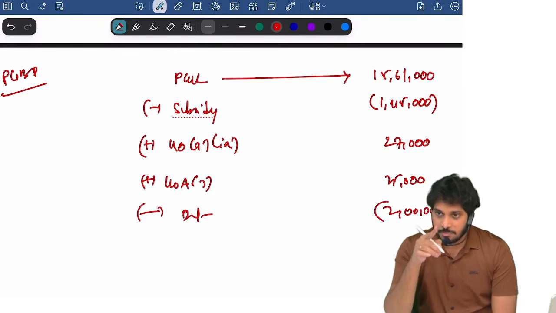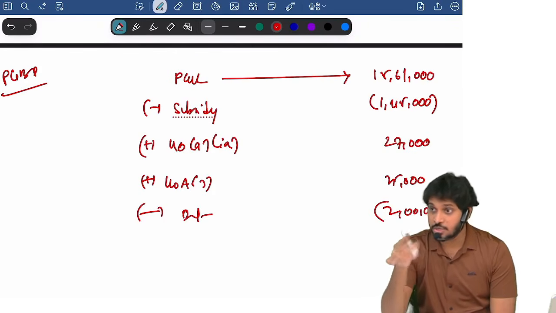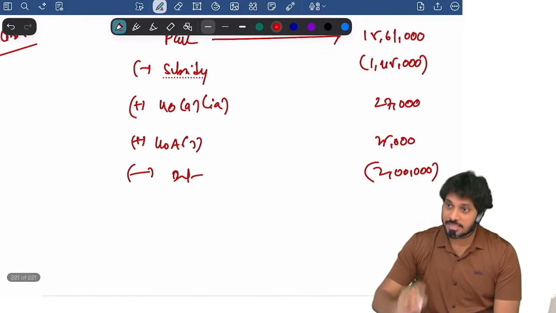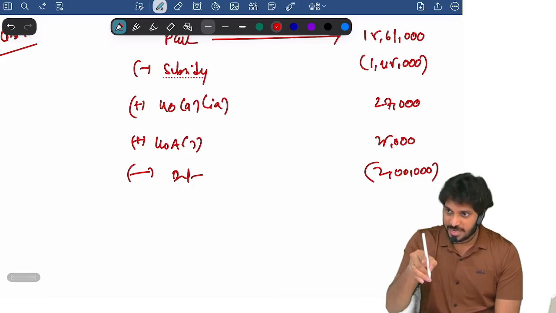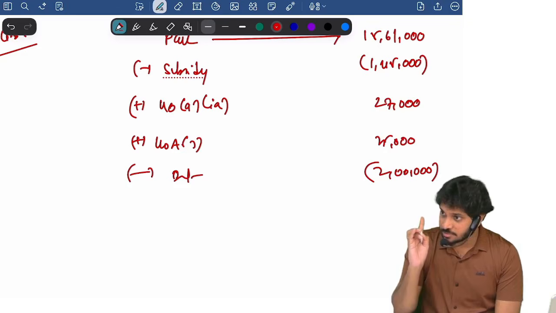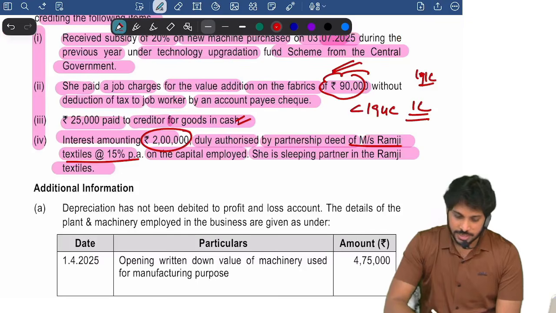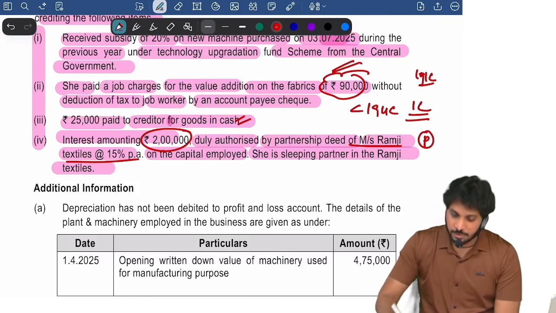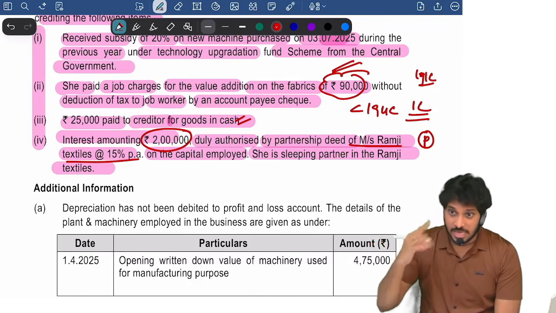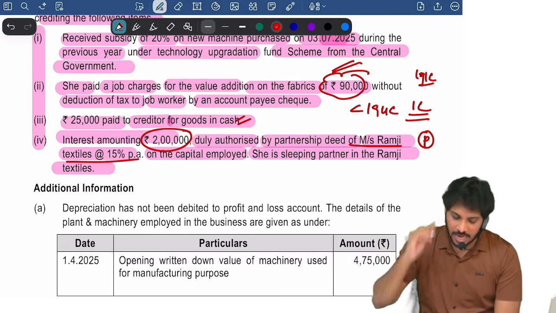Remember, in PGBP, if the assessee has multiple businesses, you should compute business income separately for each business. So first, this 2 lakhs is credited to the P&L account for the proprietary business. This is not PGBP proprietary concern business income, so first I will reduce it. Now I have kept this aside because I should tax it again separately as partnership income. PGBP, I should tax it separately as a different business. I'll do it later.